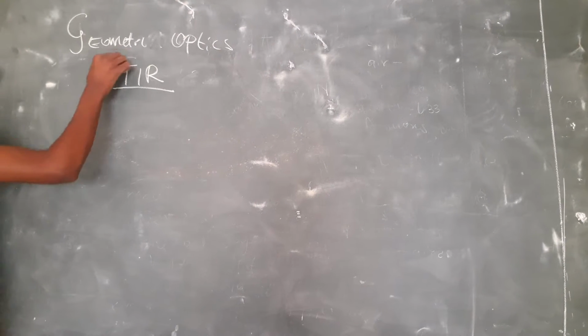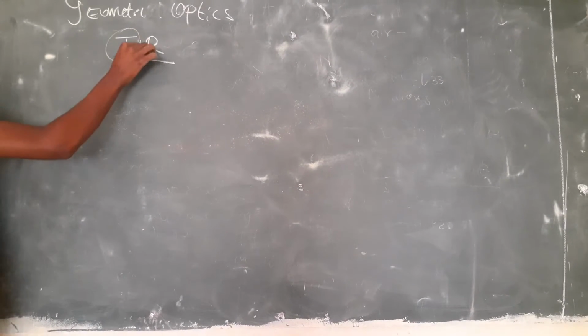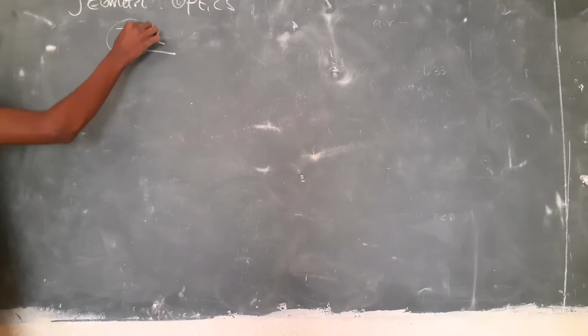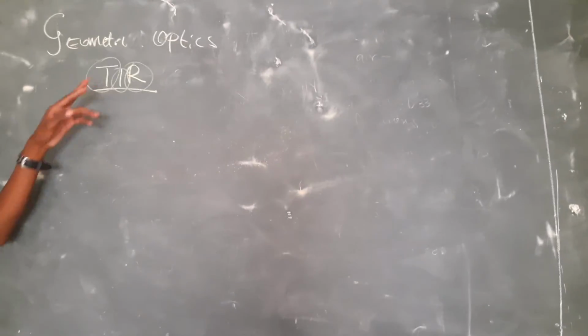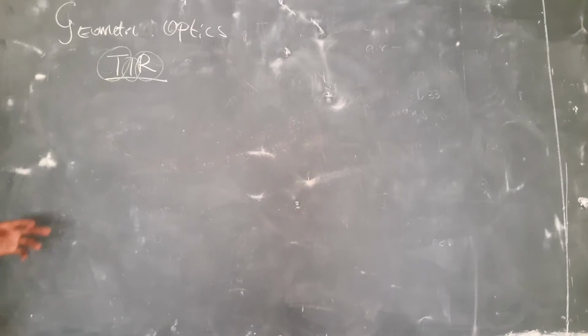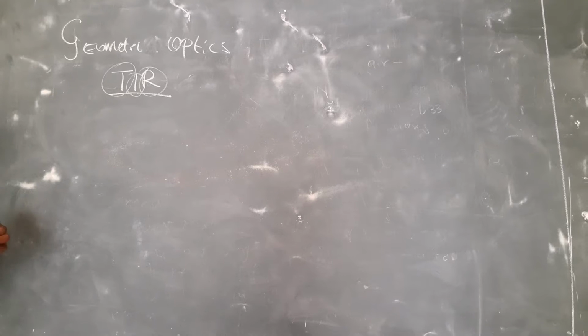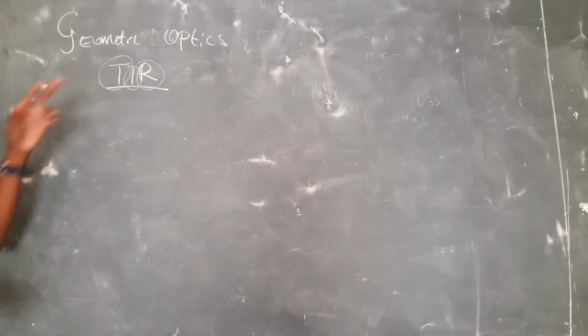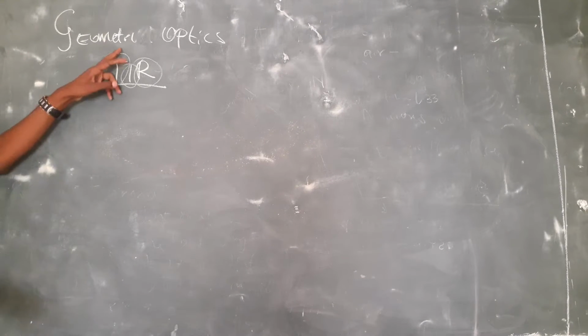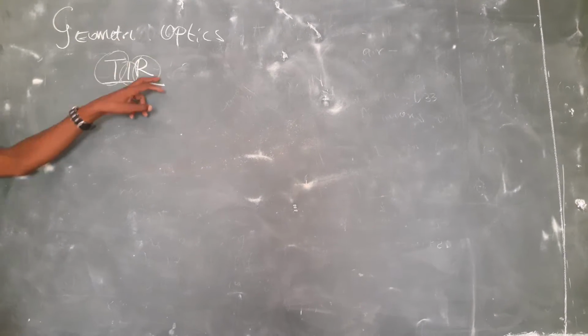You need to understand the first term, which is total, and then the second part, which is internal, and then what reflection is. When we talk about total, we mainly focus on the whole or overall. When we talk about internal, remember, internal is what is inside. So when we talk about internal reflection, we talk about the reflection inside, the overall internal reflection.